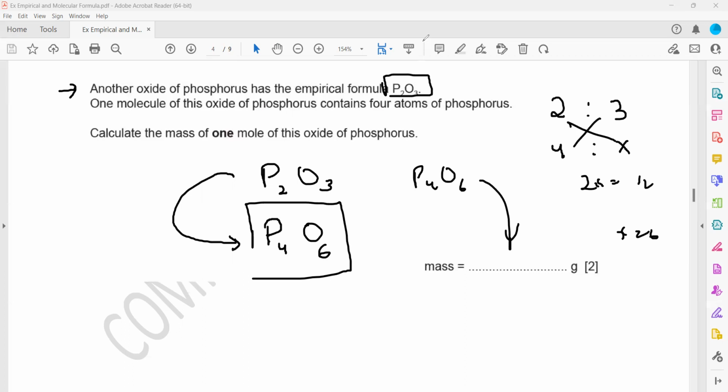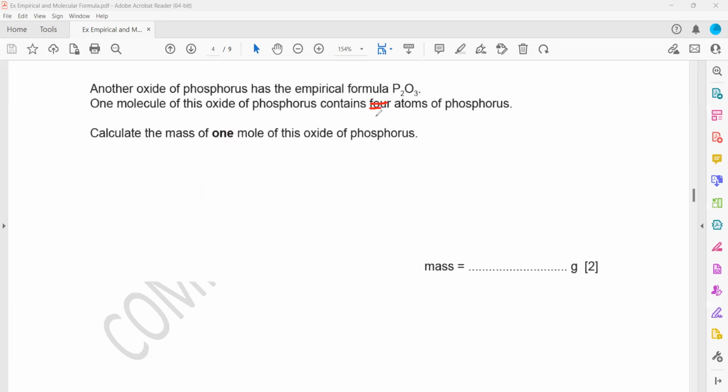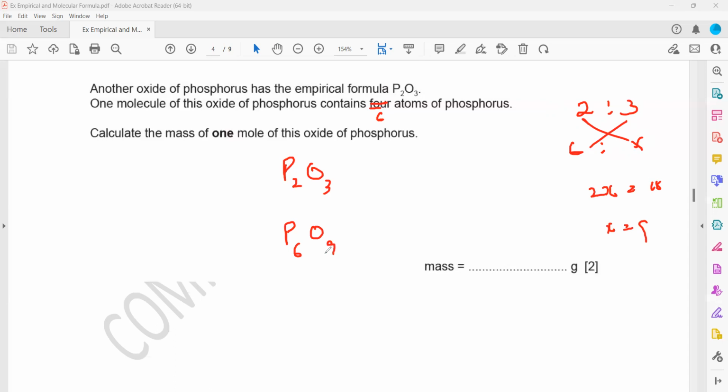They can also repeat the question. For example, if I say, what is the formula of a compound which contains 5 phosphorus atoms, or say 6 phosphorus atoms? The simplest ratio should be 2:3. So if a compound contains 6 phosphorus, how many oxygen will be there? 2:3 is the ratio, so 6 phosphorus, X oxygen. Cross multiply: 2x equals 18, or x equals 9. So it should be P6O9, and the ratio remains 2:3. Is it clear this part?